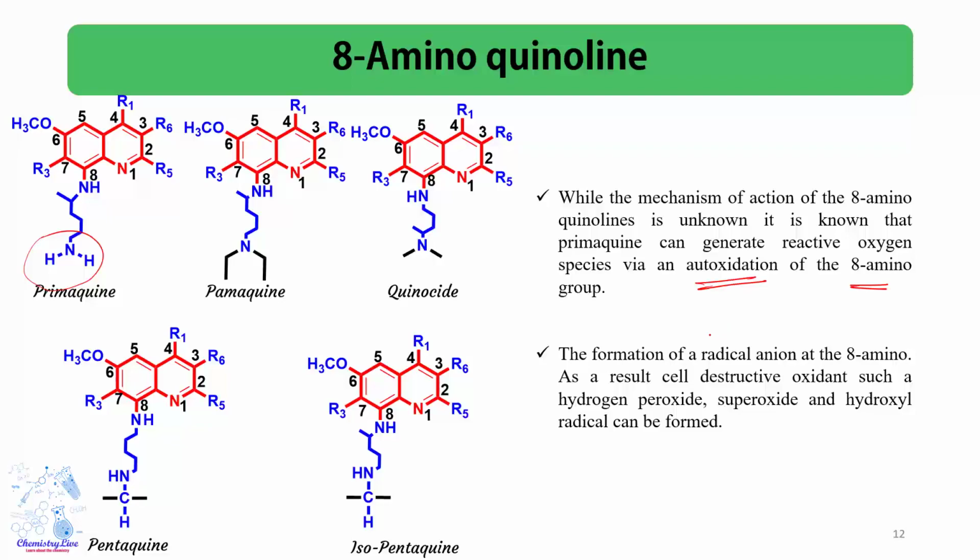And when a free radical comes into place, there is formation of radical anions at the 8-amino group first, and as a result, destructive oxidants. In the cell, destructive oxidants like hydrogen peroxide, superoxide, and hydroxyl radical can be formed. If they are formed, they disrupt the whole cell. So it means we can kill our RBCs and also kill the parasites. That is a glimpse of the mode of action.